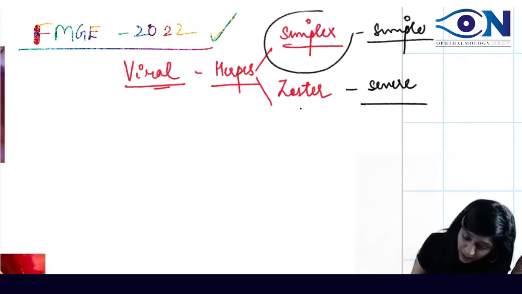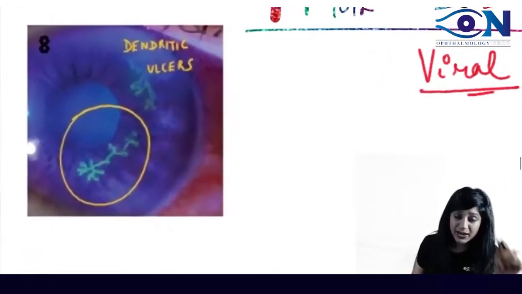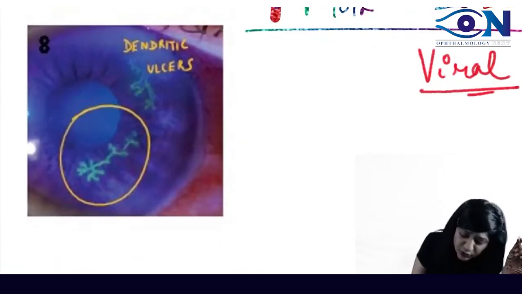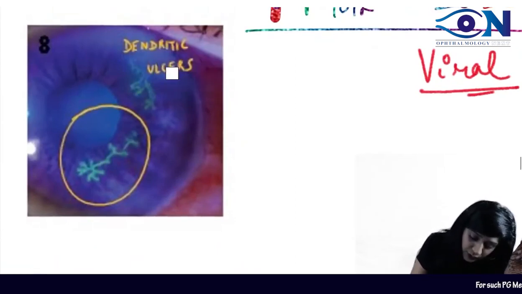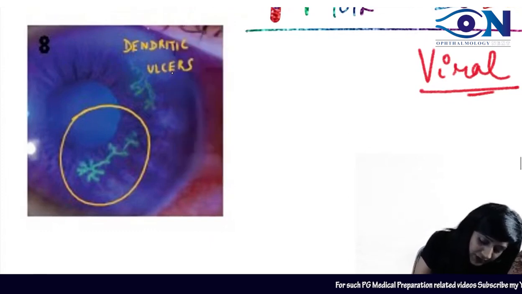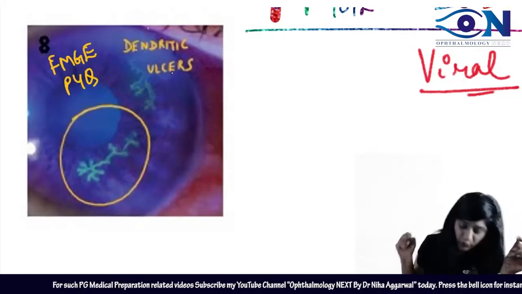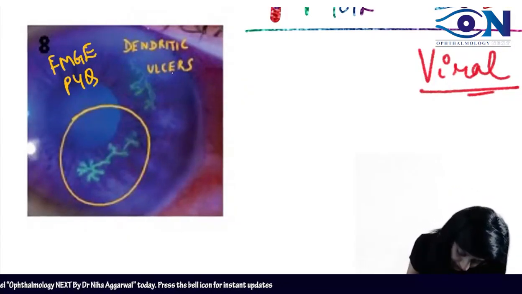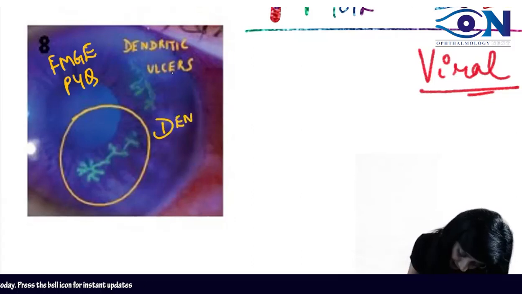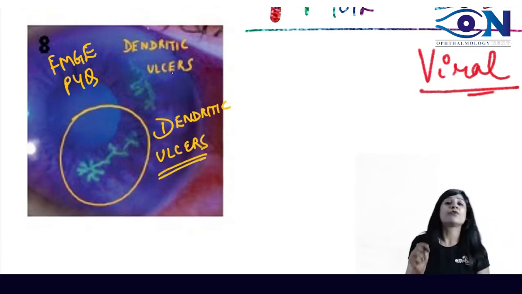Now, when I talk about simplex, you have to remember this image. This has come in your exam so many times. So, this is your PYQ. Oh, बहुत zoom हो रखा है. This is your FMGE PYQ. Very, very important. This is the typical dendritic ulcers. Dendritic ulcers, very, very important characteristic of herpes simplex.